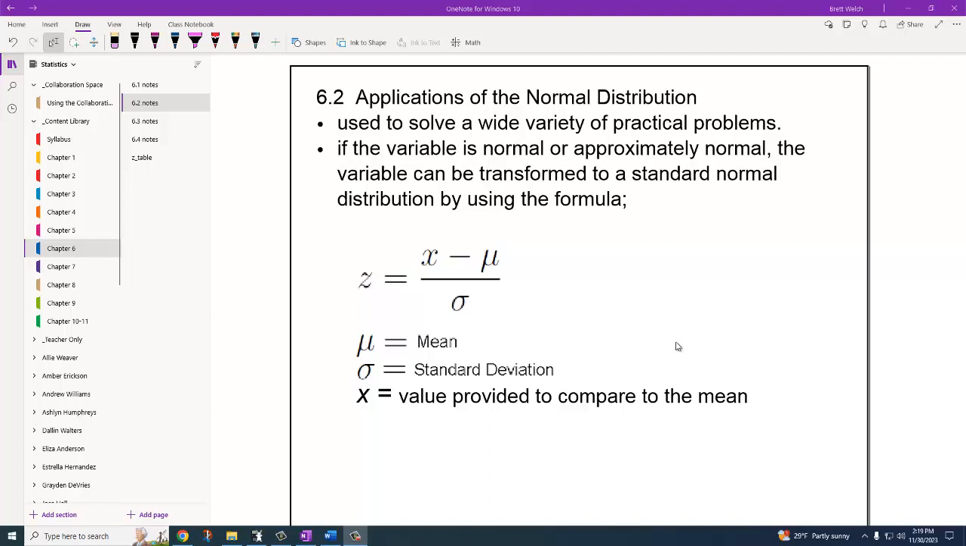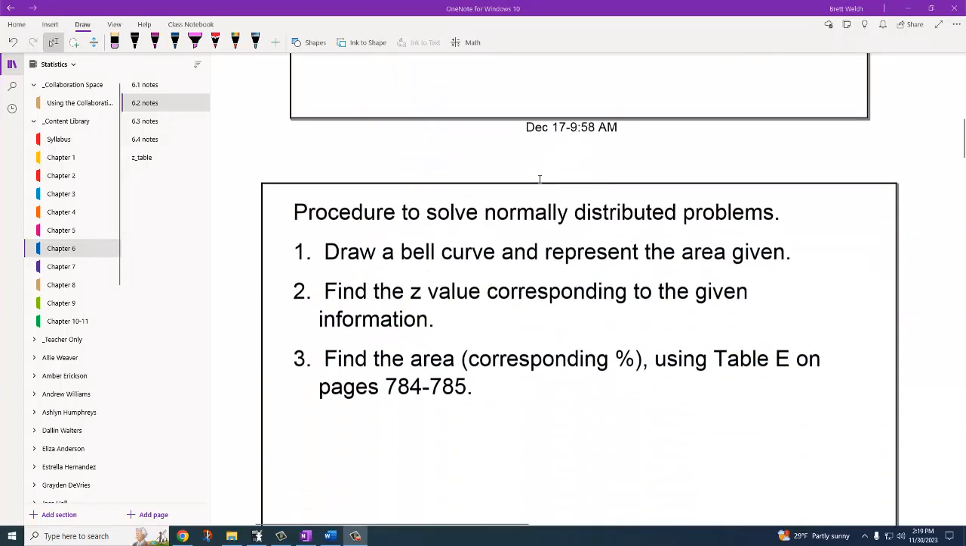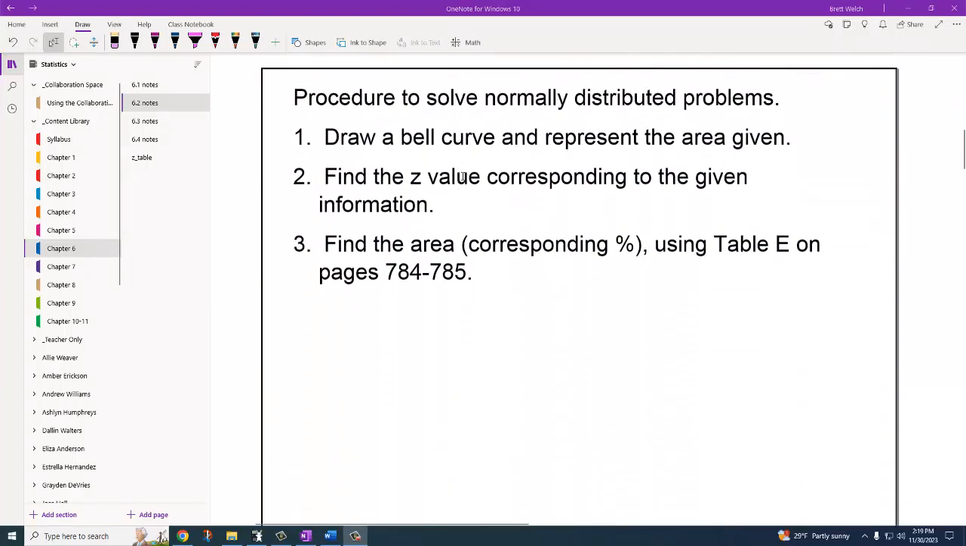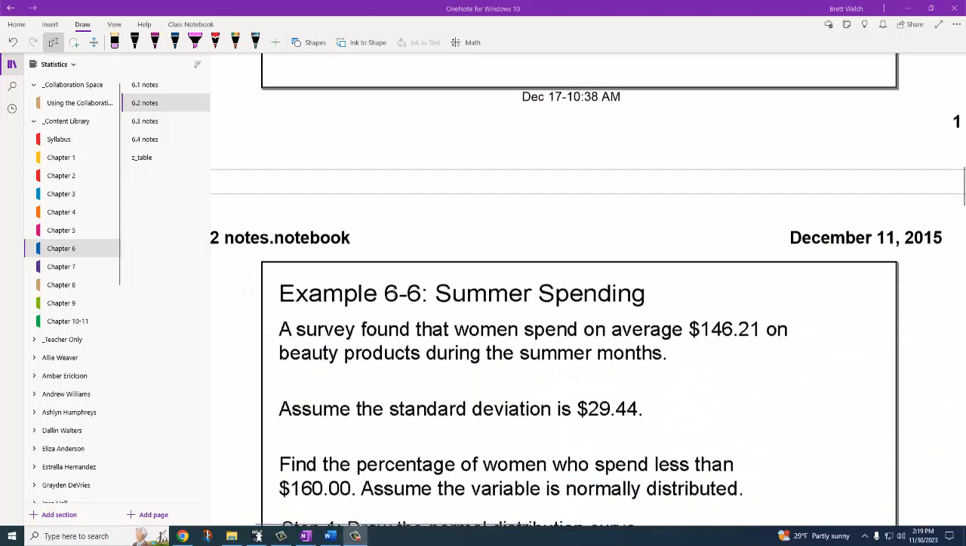Okay, so these are the notes for 6.2, where we're going to take the normal distribution information that we learned last time and apply it to contexts. We have the same formula for finding z, so we can apply it to the standard normal curve. These are the steps we're going to use every time: draw a bell curve, find the z value for the information given to us, and then use that z value in our table to find the approximate area, or area to the left.